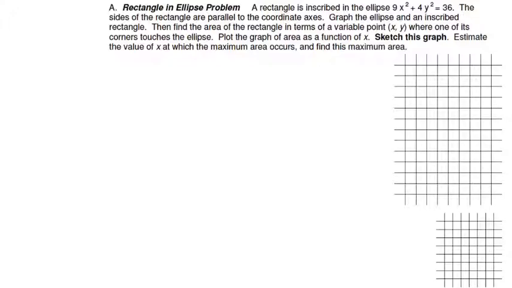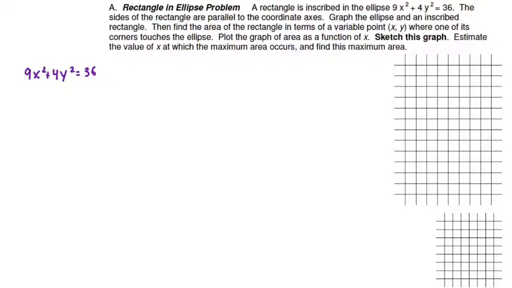Let's think about what this is asking us to do. We did something similar to this last semester where we maximized area under parabolas. So this is just kind of taking that one step further. I'm going to write this out first. We have 9x squared plus 4y squared is equal to 36. That's the equation of our ellipse.